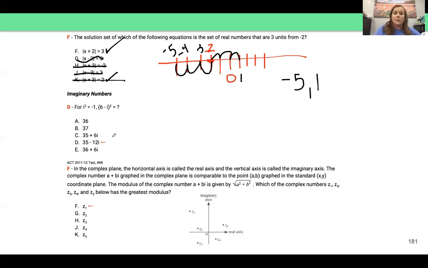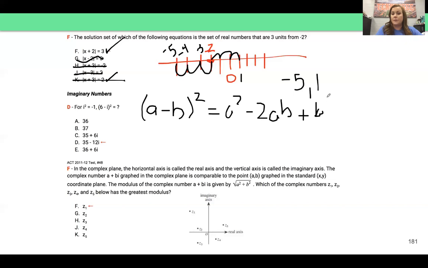All right, the next one. Ooh, this one, a lot of people get this one wrong. This goes back to algebra. This goes back to foiling, and this is one of your special cases. This is your A minus B squared, which equals A squared minus 2AB plus B squared. Sorry, I can't write that well.